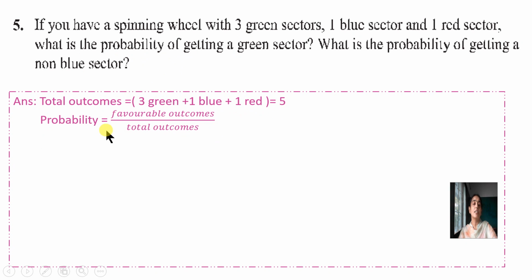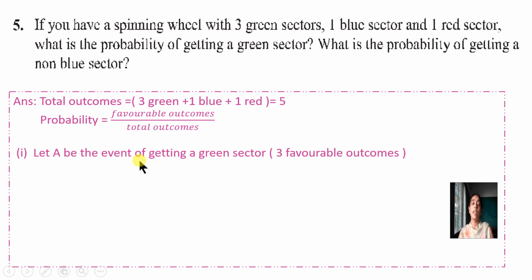So probability is equal to favorable outcome upon total outcome. Let's take the first question. What is the probability of getting a green sector? So first we will name this event of getting a green sector. So let A be the event of getting a green sector.